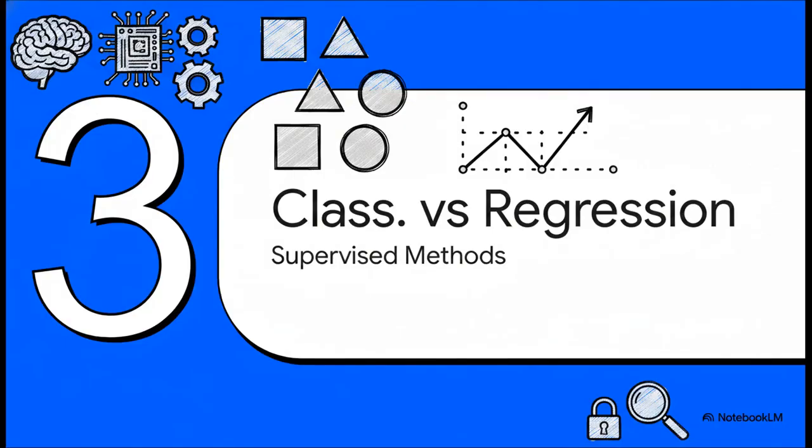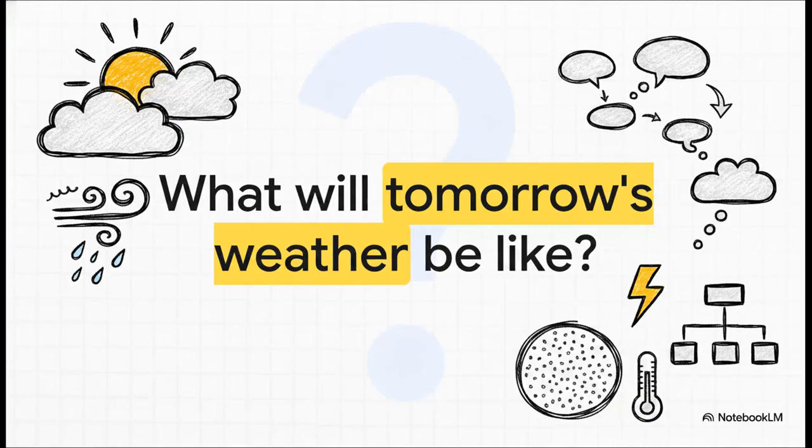Okay, Section 3, classification versus regression. Let's look at these supervised methods. To really nail down the difference between these two predictive powerhouses, I want you to think about an incredibly relatable question. What is tomorrow's weather going to be like?